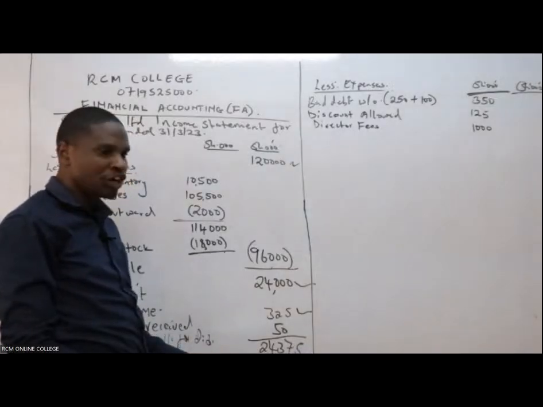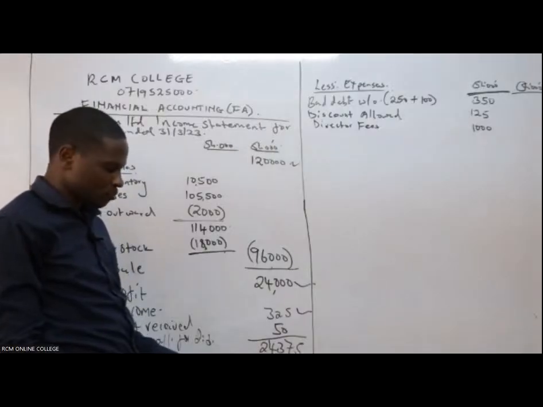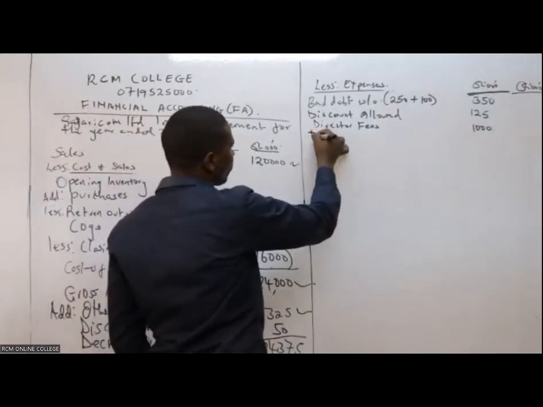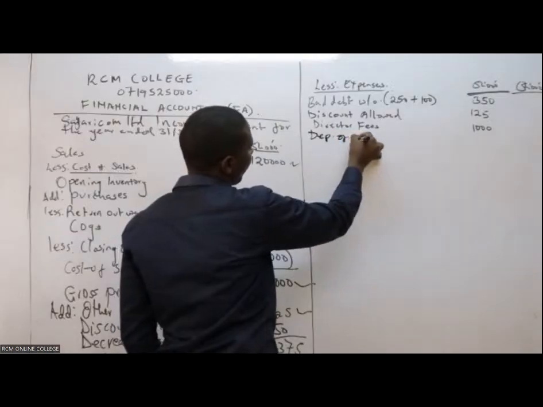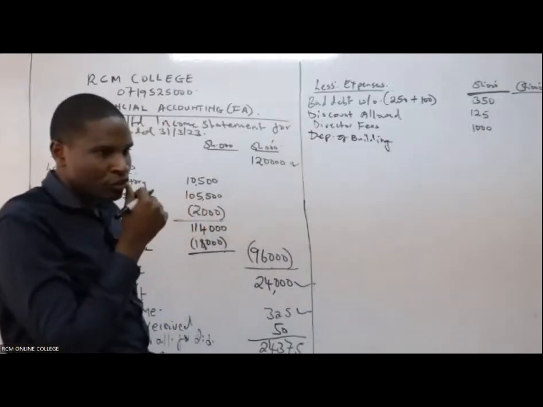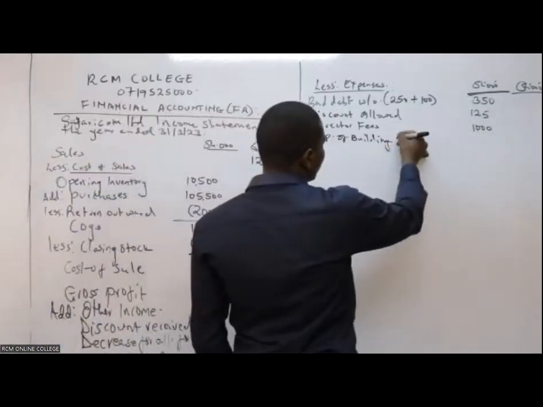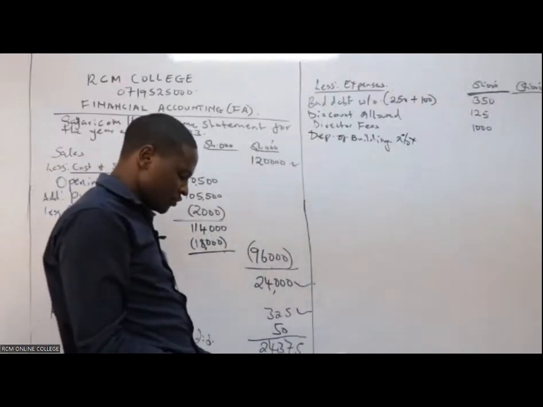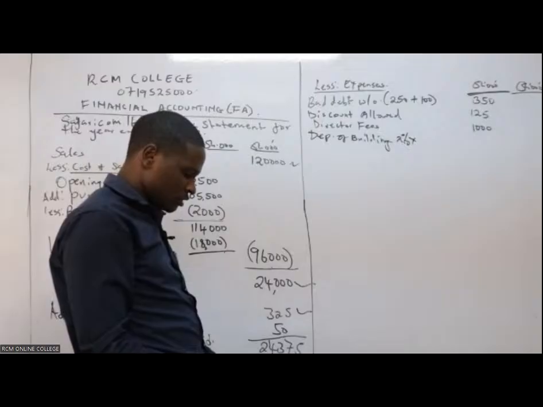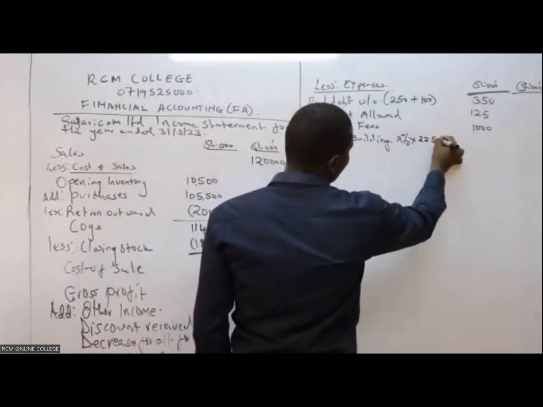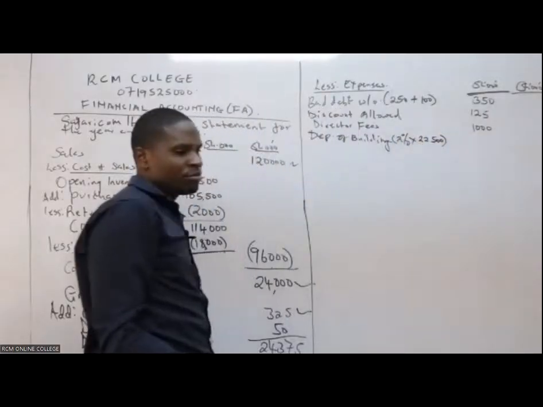Now we can check the depreciations. Maybe you can start with the depreciation of building. If you look at the additional information, we are told that the building depreciation rate is 2% at cost. The cost of our building is 22,500. So give me 2% of that.